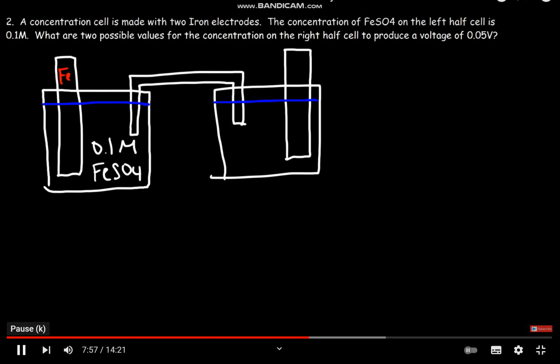Electrodes are the same. So what are the 2 possible values that will produce a voltage of 0.05 volts or 50 millivolts? Now one value will be greater than 0.1 and the other value will be less than 0.1. You could still get the same voltage, however, the only difference is the polarity will be different.